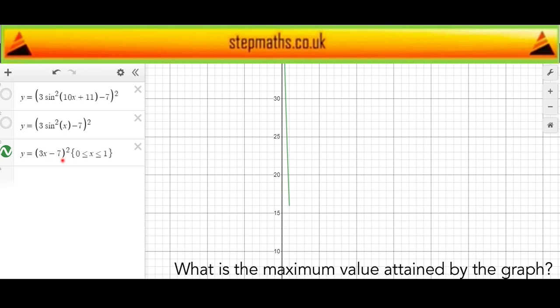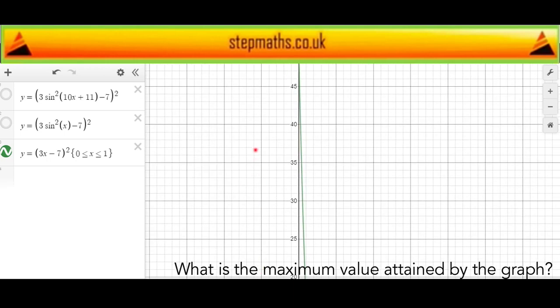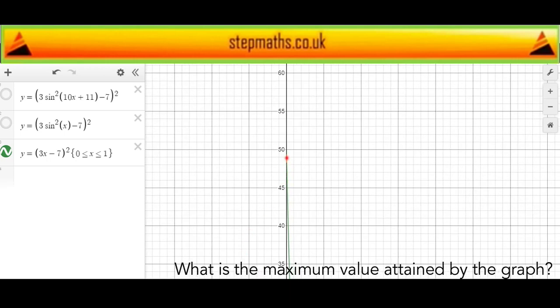All we want is to sub in the lowest value of x we can, which is 0. So our maximum will be attained when x equals 0, which will be here. And if we sub x equals 0, we get 0 minus 7 squared, which is 49. So our maximum is actually 49.